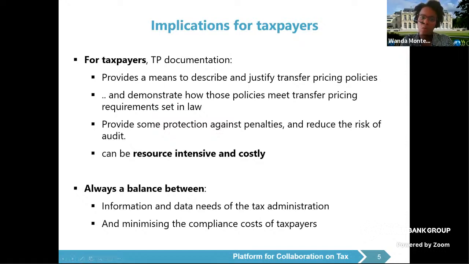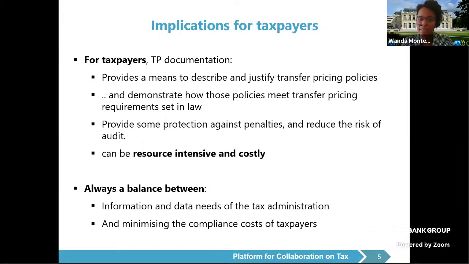Clear transfer pricing documentation rules can also offer some tax certainty to taxpayers. It will provide them with a means to describe and justify their transfer pricing policies and to demonstrate how those policies met the transfer pricing requirements that are set in the law. In some cases, a tax regime can be written in such a way that transfer pricing documentation can provide protection against penalty and also can reduce the risk of audits.